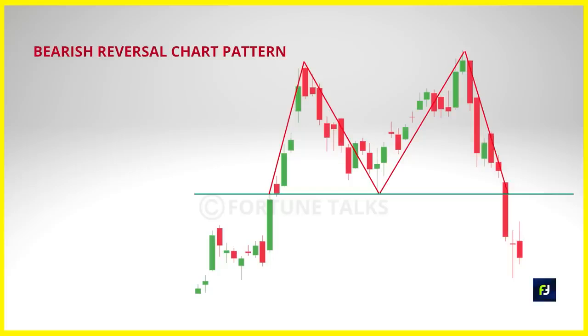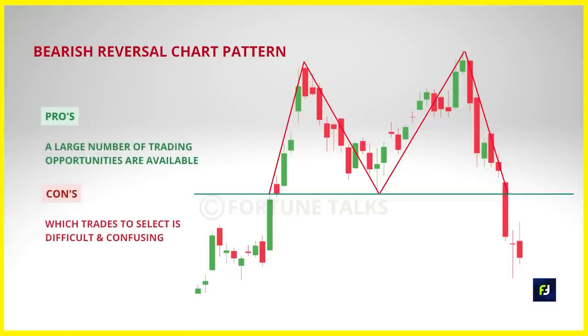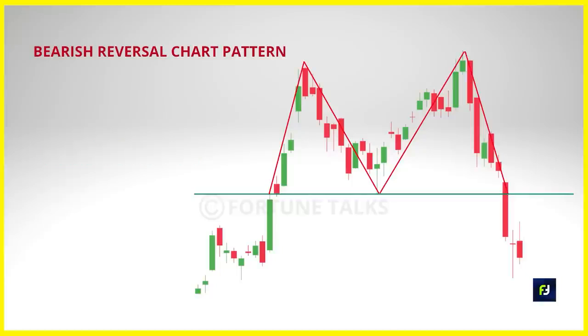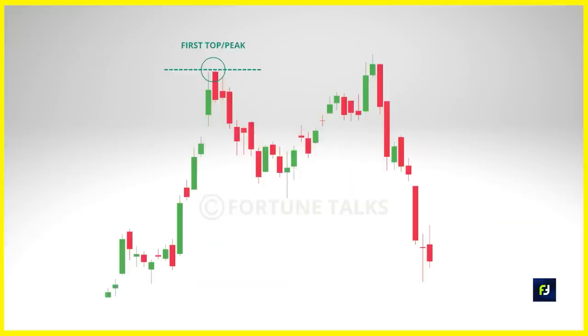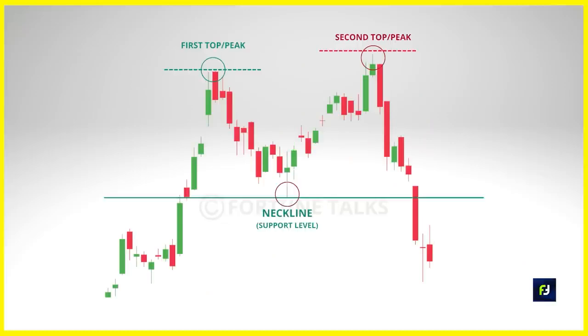Now, this is one of the most common chart patterns that you will encounter. So this is a good thing because you will get a good number of trades. But this is also a bad thing because which trades to select will be a big concern. So we will discuss the basics of what a double top pattern is, how it works, and how you should go about trading it. Now, a double top is a bearish reversal chart pattern and it consists of three parts. The first peak or the first price rejection, the second peak or the second price rejection, and the swing low forms a neckline or an area of support.